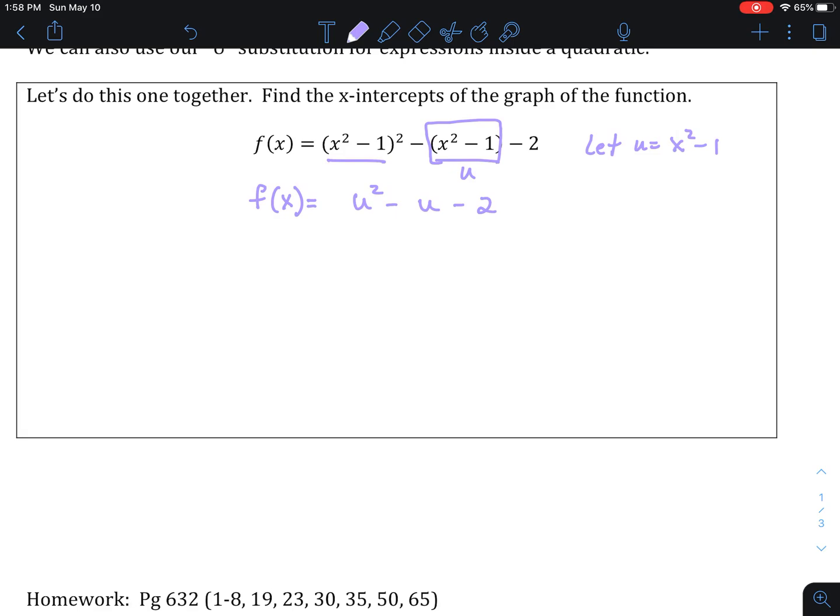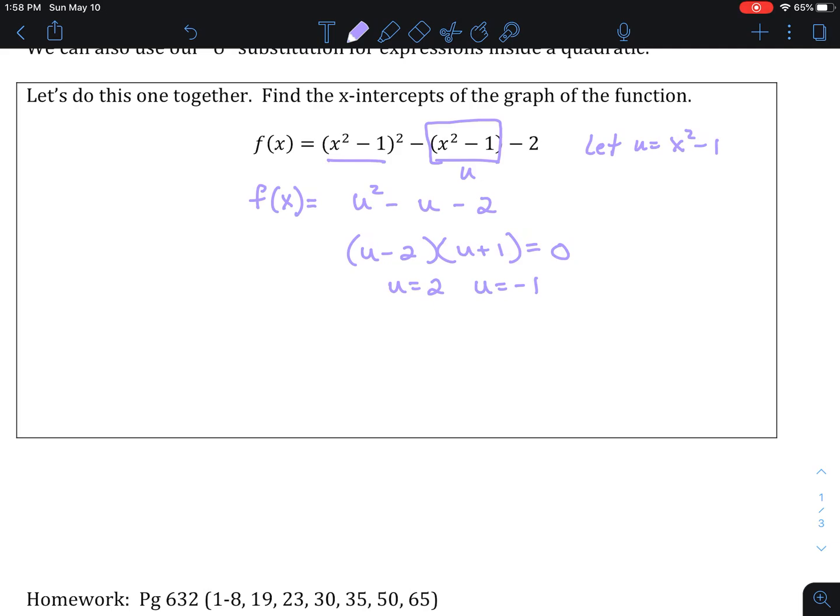After I've replaced the expressions with u, I'm going to see if it can be factored. Are there any factors of -2 that add up to -1? Yes, there are. We get u minus 2, u plus 1. We're going to apply the zero product property here since we're finding the zeros. And that's going to leave us with u is equal to 2 and u is equal to -1.